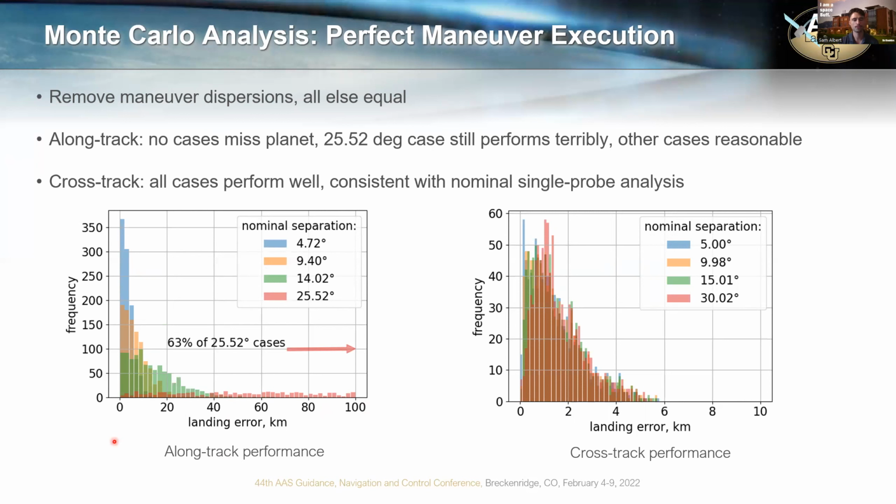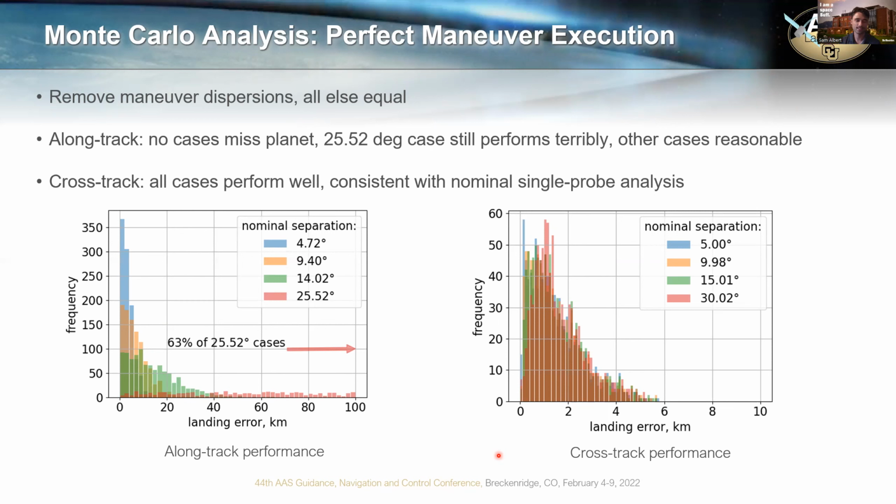And what I wanted to emphasize here is that it's not just that the maneuvers are performed imperfectly, or that the maneuvers themselves are larger. This trajectory is just inherently much more sensitive to error as a result of its path through the atmosphere. In contrast, we can look at the cross-track separations. And in this case, they all collapse to basically the same performance and all have a good performance. This looks consistent with what we saw with a single probe analysis.